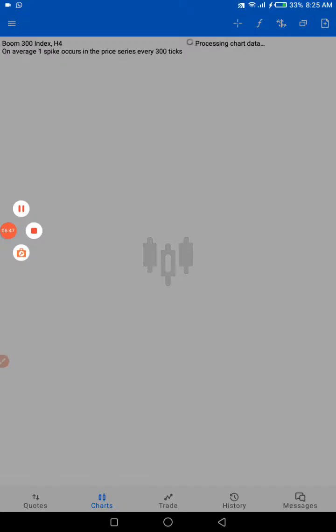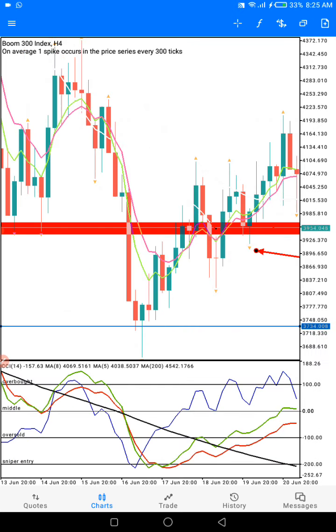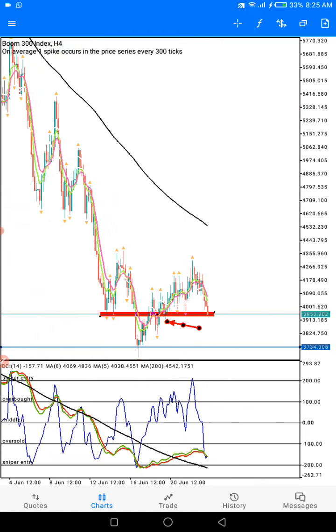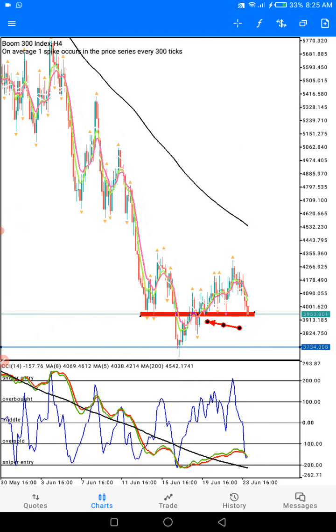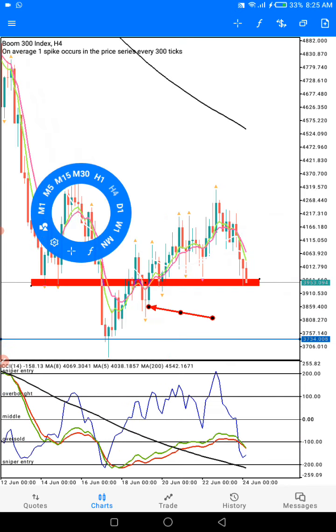While doing my analysis this morning, I drew my zone, and if you look at it, there have been multiple reactions on this zone. This is one reaction, two, three, four, five. We have multiple reactions on this zone. And currently the trend on Boom 300 is selling. It is selling, but there's going to be a reaction.